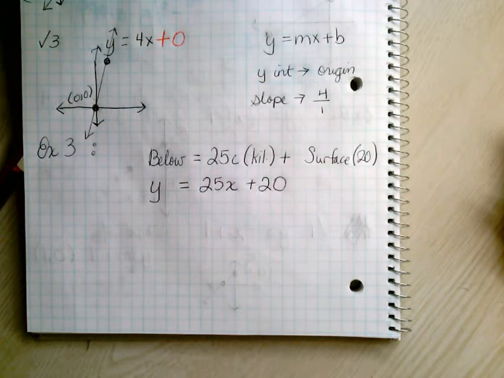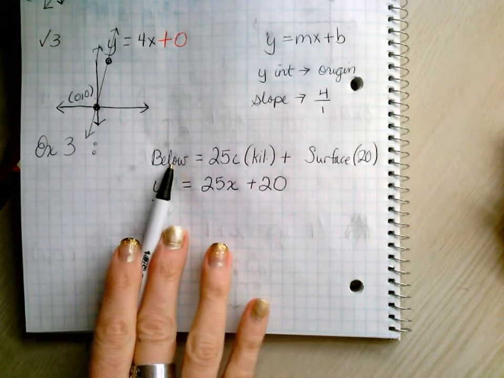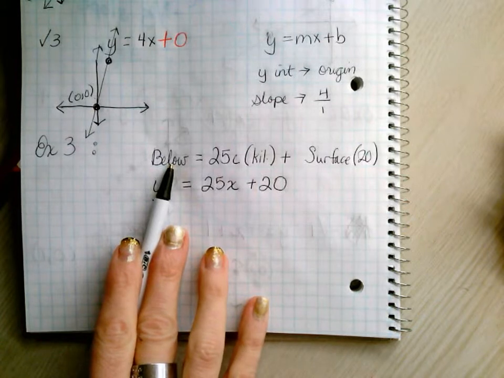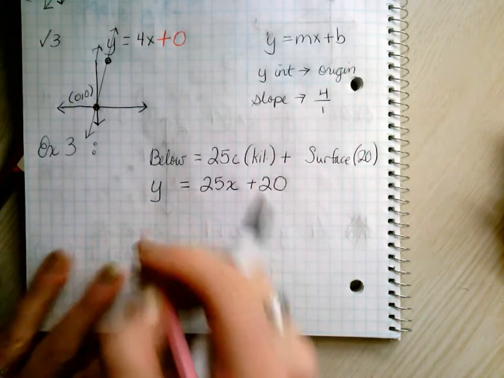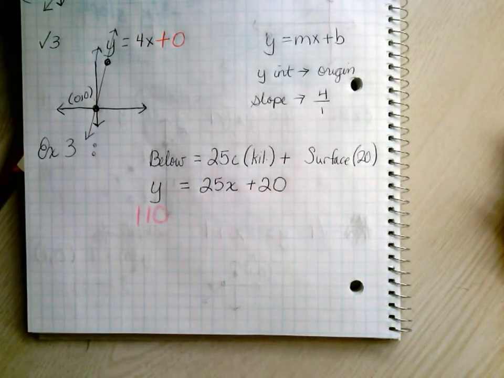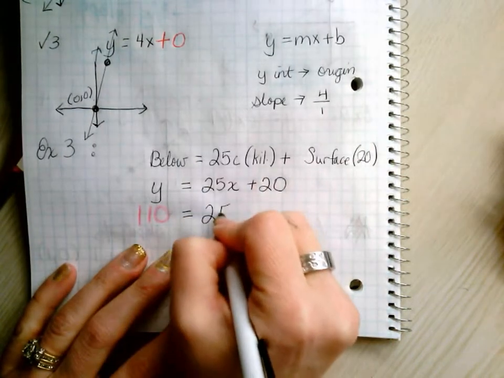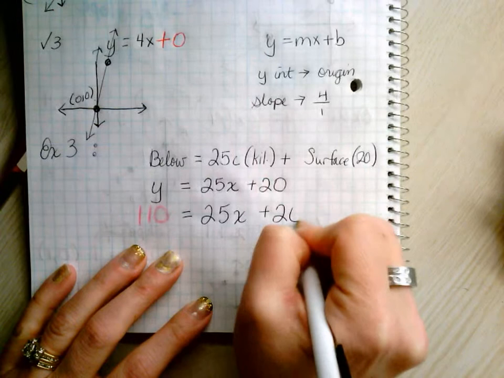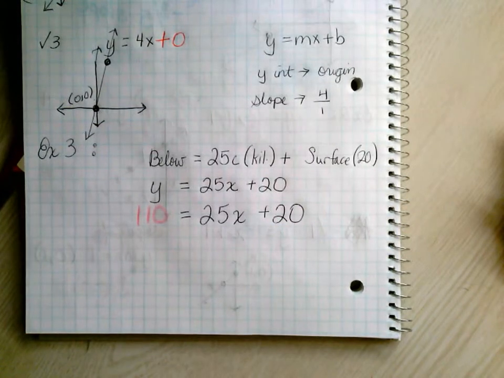Underground bacteria exists that can survive at temperatures up to 110 degrees Celsius. That's below ground. What is the maximum depth then that those critters can survive at? That 110 degrees is the below ground temperature after which these bacteria will die. So if I plug in a y value of 110 and solve for x, I will come up with the following.